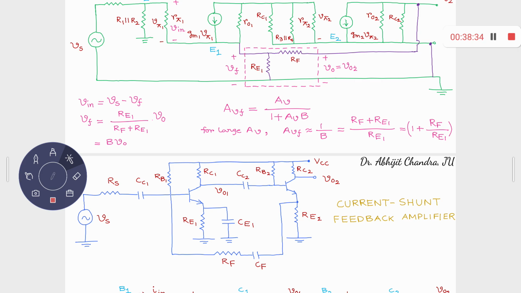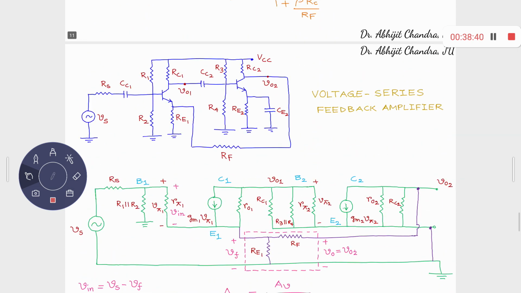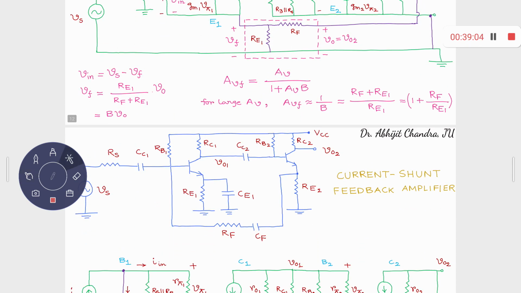If you compare this amplifier with this one, here we have bypassed with this capacitor. Here we have used this bypass capacitor C2, so that no local feedback is present. But this time I don't want a local feedback in the first stage. So that's why we have used this CE1 in parallel to RE1. So no local series feedback is present there.